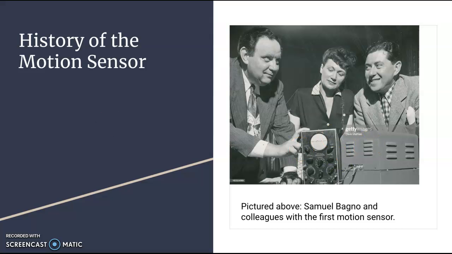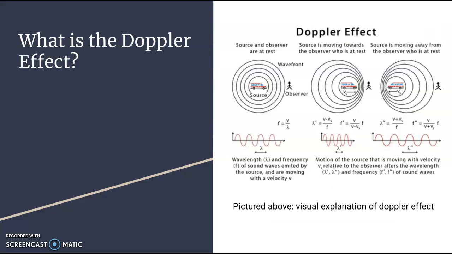courtesy of Getty Images. Now you might be thinking, what is the Doppler effect? How do you use the Doppler effect to make a motion sensor? The definition of the Doppler effect, according to Wikipedia, is the change in frequency of a wave in relation to an observer who is moving relative to the wave source. Now, that might sound confusing, so I'll give you an example.